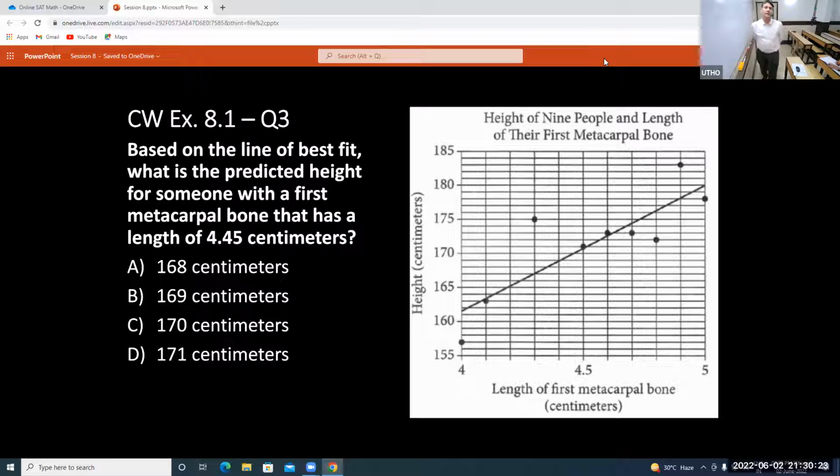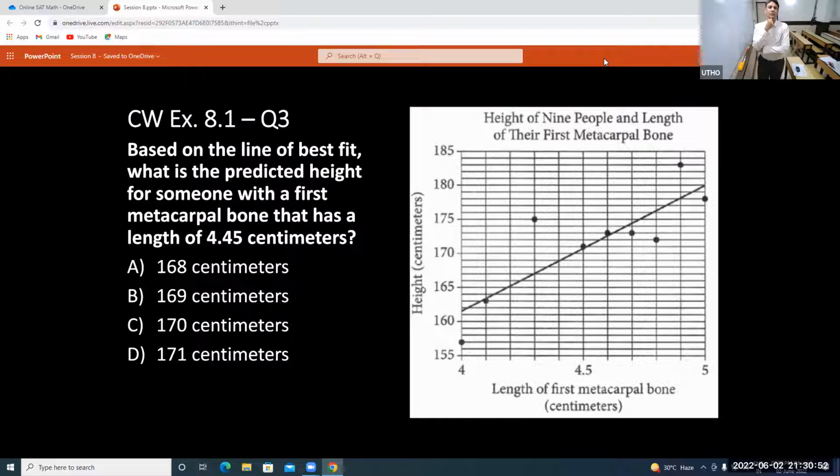What is the predicted height for someone with the first metacarpal bone that has a length of 4.5 centimeters? So read the header of the graph, understand what is given on the x-axis, understand what is given on the y-axis, note their units. Now you can announce your answers. A, okay. I'll wait for one. Sir, I got option C. Option C. So let's see.